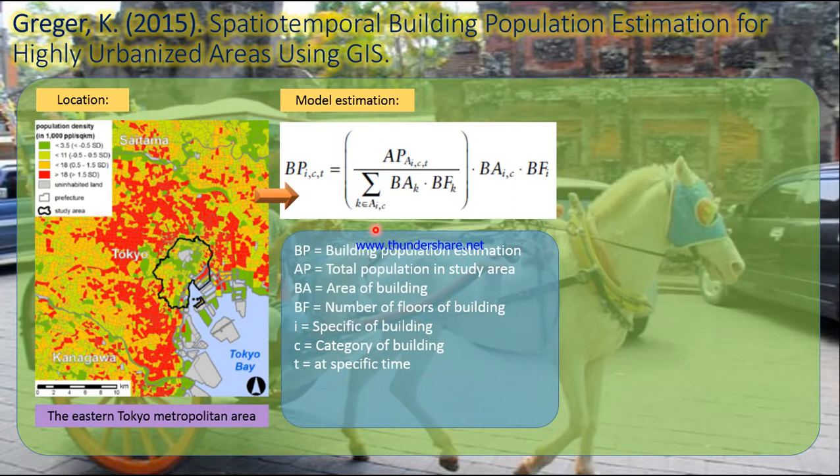There are some symbols. PP is building population estimation. AP is total population of the study area. BA is area of building. BF is number of floors of building. I is for a specific building. C is category of building, and P is for a specific time.